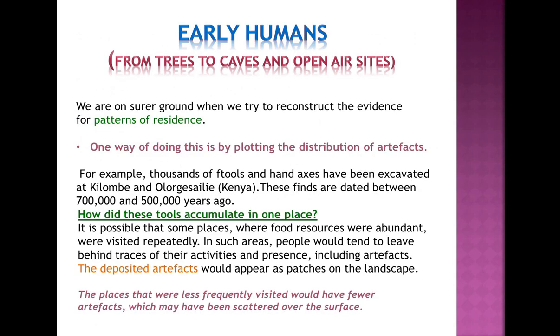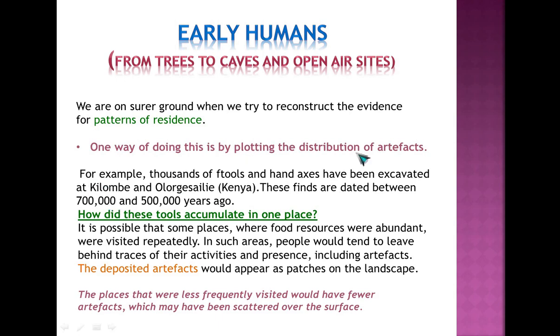Early humans: from trees to caves and open air sites. Okay, so where did they live and what was their abode, their home? All these things we have to see here. We can reconstruct evidence from the archaeologists that there was a lot of pattern of residence. That is, they used to change place and change their living sites. On doing this, we can get evidence from the artifacts, the remains, the art and all that is left behind on where they lived. Okay, so that is very obvious.